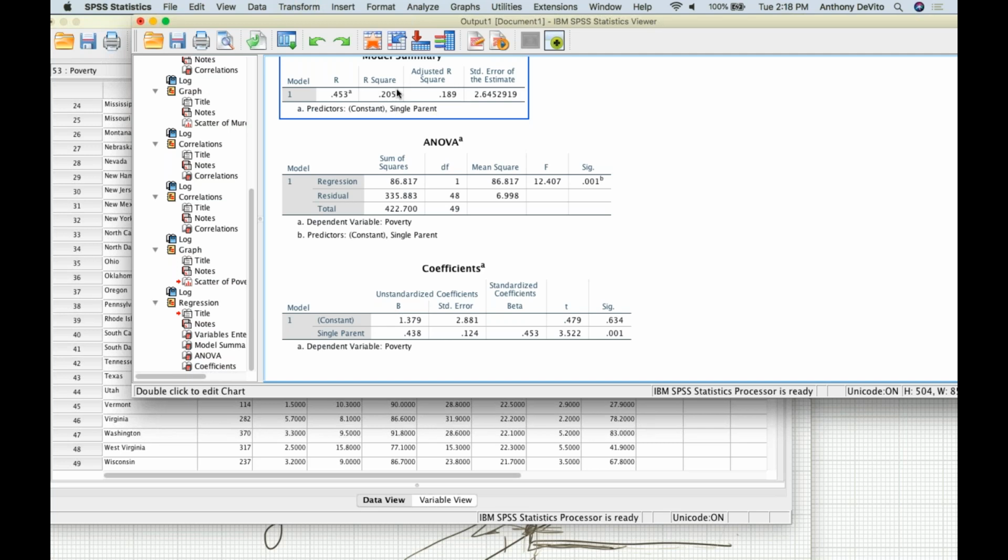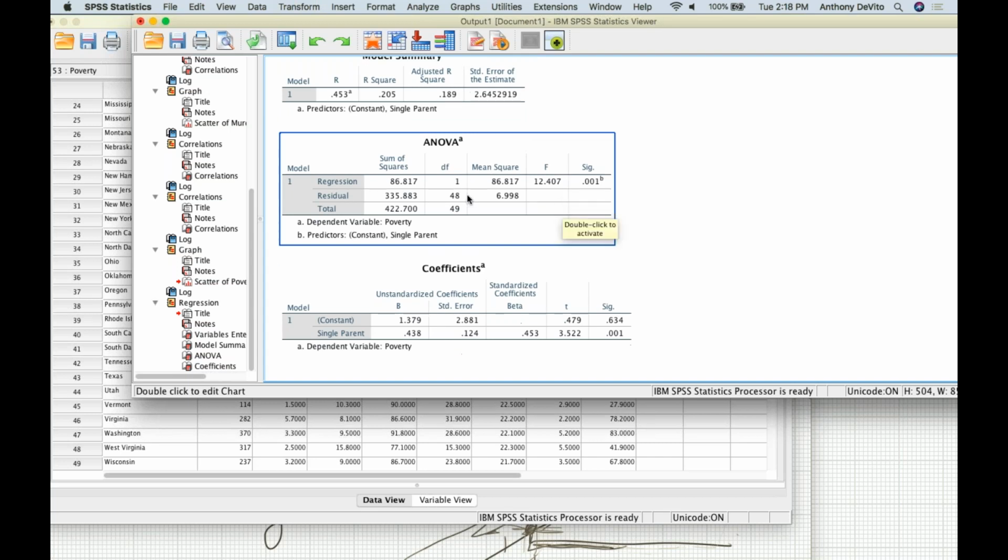Well, that tells you two things. It tells you one thing, that 20% is explained. It doesn't tell you how the other 80% of the variability is explained. There are many other factors that determine the poverty rate in the state. This is just one of them, but there's many others. So in this case, 20% of the variability is explained. That's something, not great, but it's something, right?